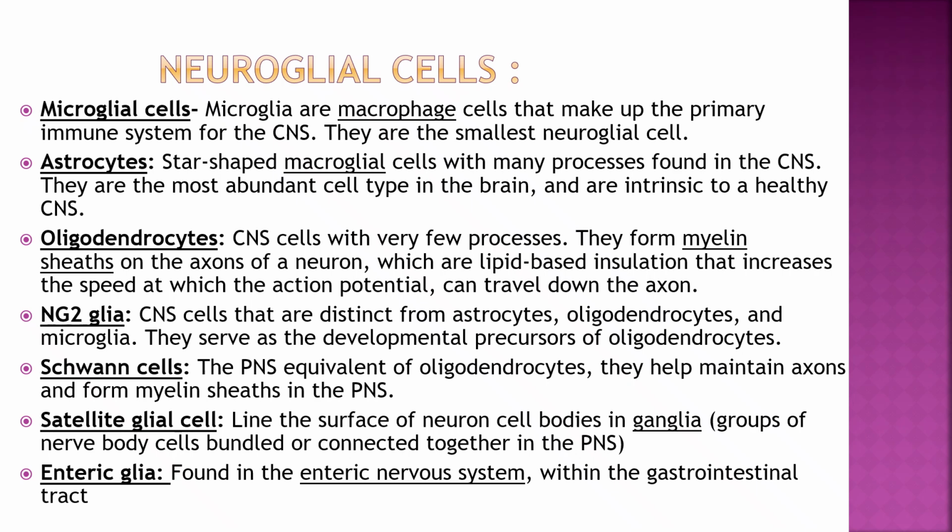Schwann cells are the PNS equivalent to oligodendrocytes. They maintain axons and form myelin sheaths in the PNS. Satellite glial cells lie on the surface of neuron cell bodies in the ganglia, groups of nerve cells bundled or connected together in the PNS. Enteric glial cells are found in the enteric nervous system within the gastrointestinal tract.